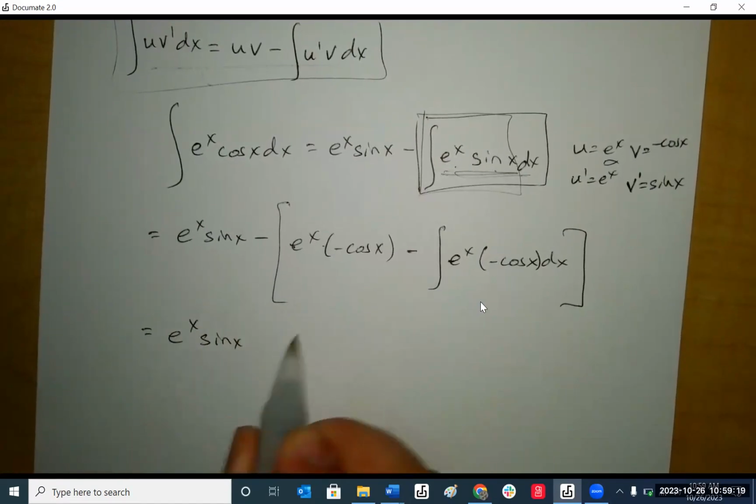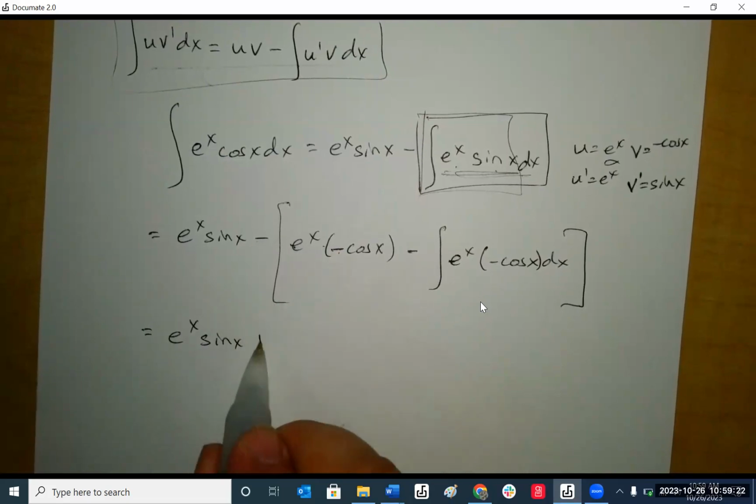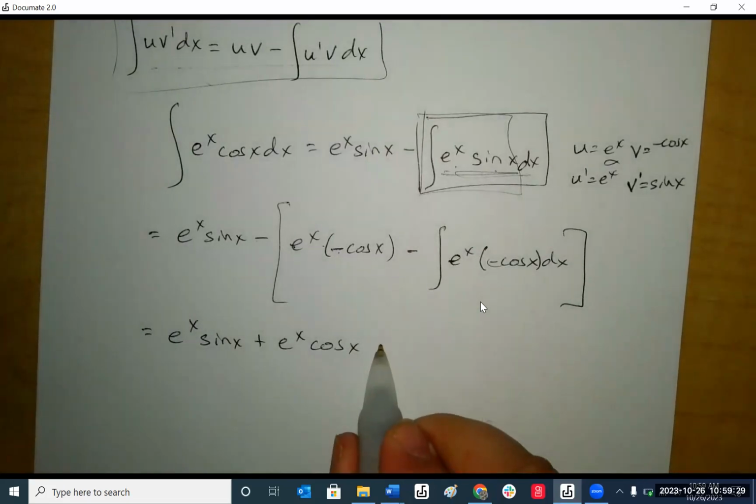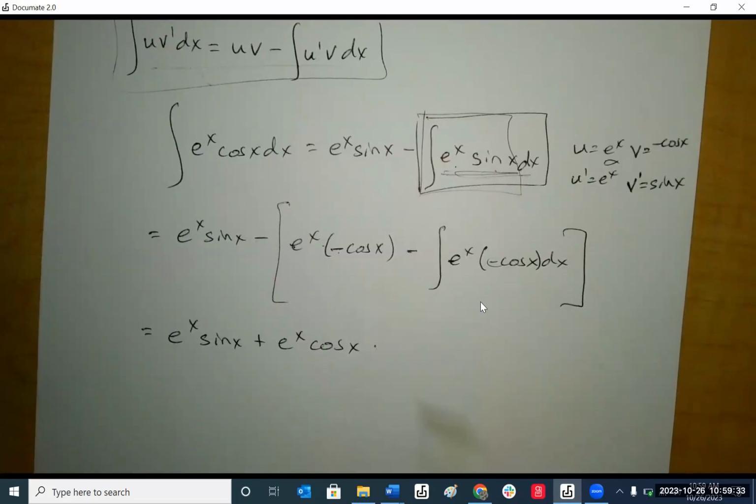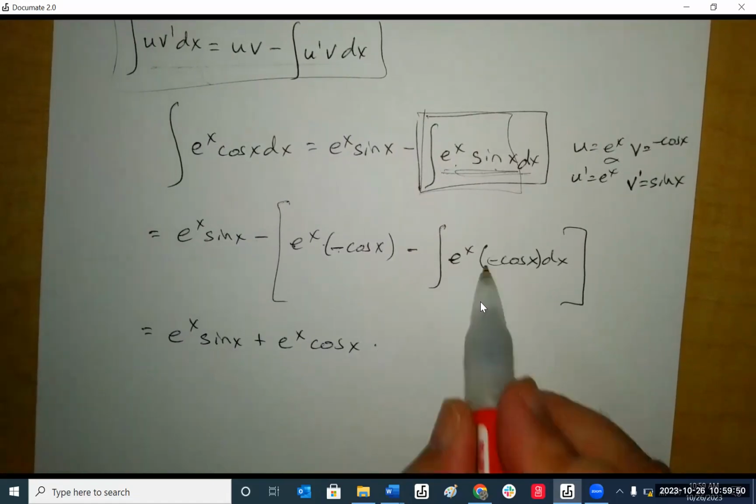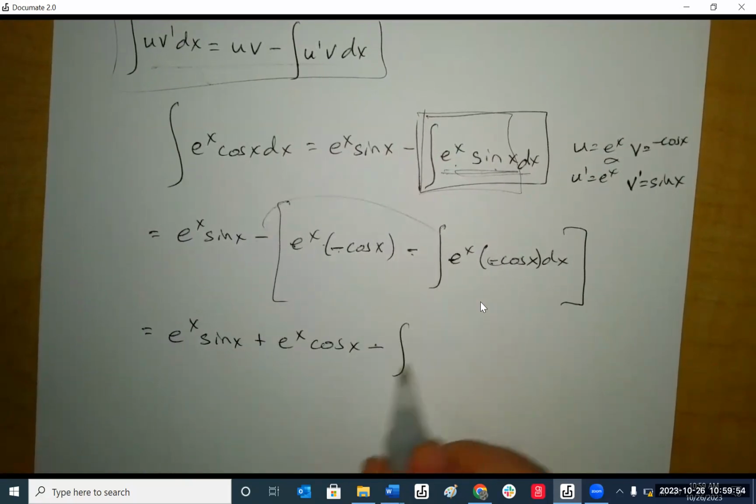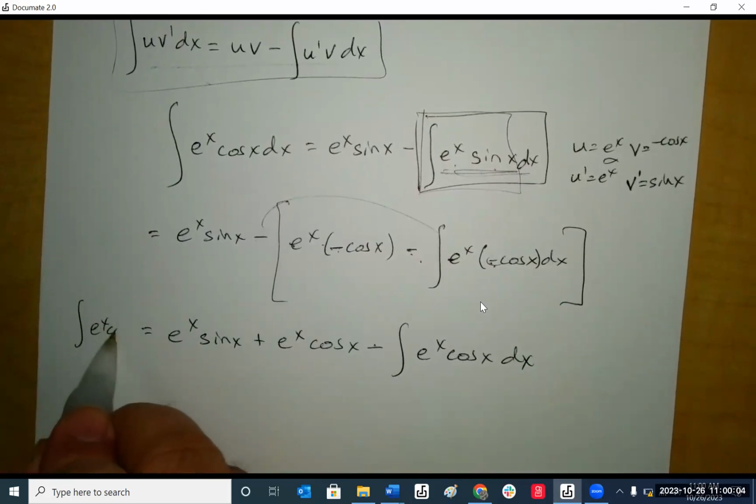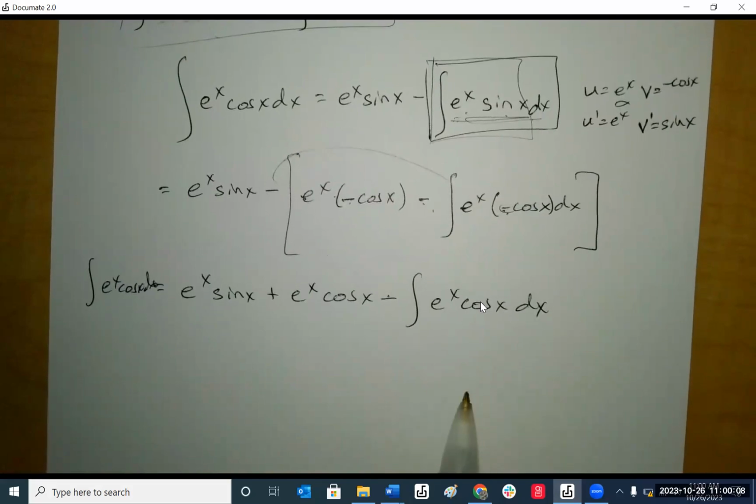e to the x sine x. Negative and negative makes it a positive. This goes out in front. Oh no. Yeah, so that makes it a positive. This makes it a negative. Negative, negative, positive, and distribute. Yeah, okay. That's where it is now.